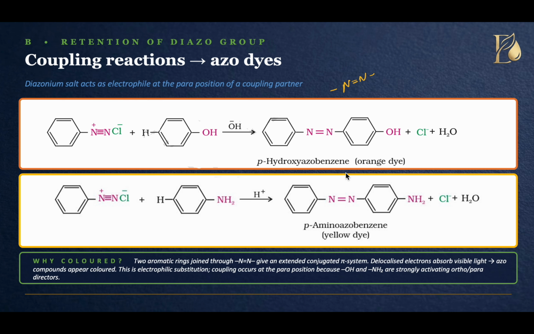The presence of two aromatic rings connected to the N=N group creates an extended conjugated system. What is conjugation? Alternating single and double bonds. So there is a double bond, and because of this there is an extended conjugated system. This allows the molecule to absorb visible light, which gives rise to bright colors such as orange and yellow. So conjugated systems can absorb visible light, giving bright colors such as orange for para-hydroxyazobenzene and yellow for para-aminoazobenzene. Because of this property, azo compounds are widely used as dyes in industries, making this reaction not just academically important but also industrially relevant. Okay, so that is about coupling reactions.